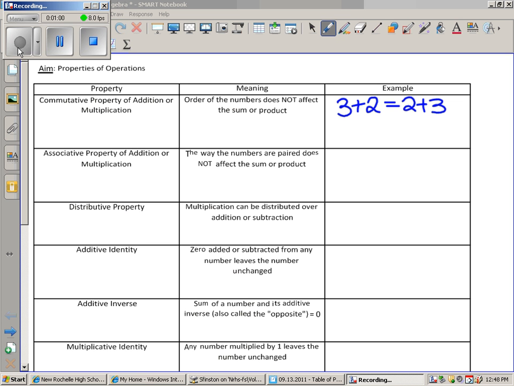I might write it as 3 plus 2 on my sheet. You writing it 3 plus 2, 2 plus 3 on yours doesn't make a difference. This also holds true for multiplication.